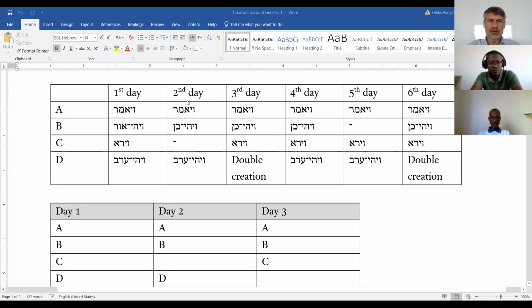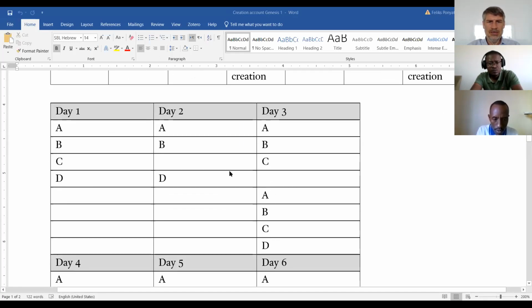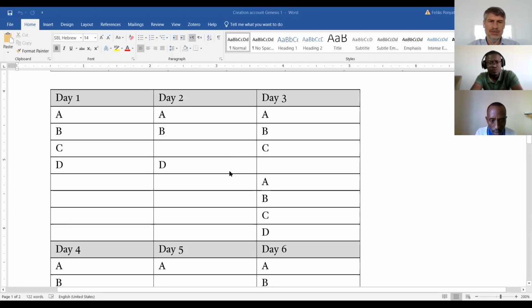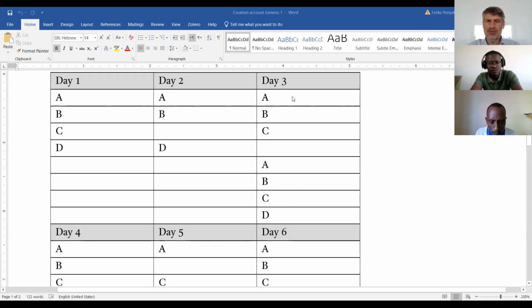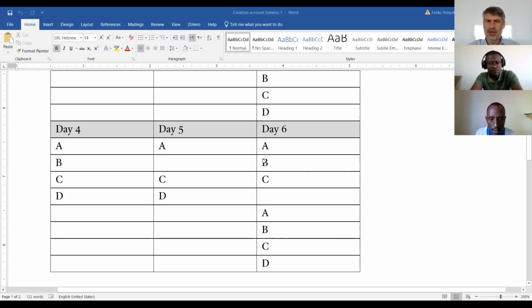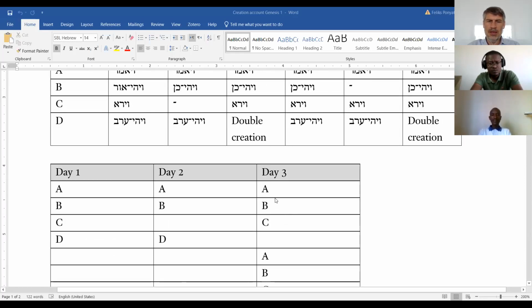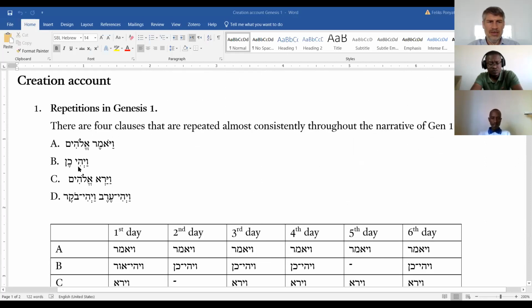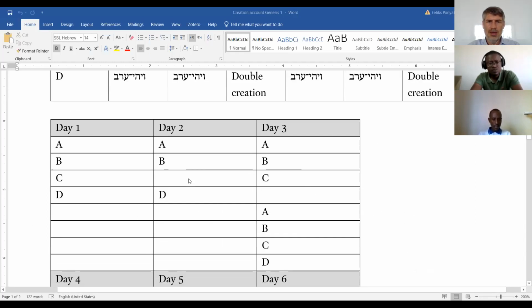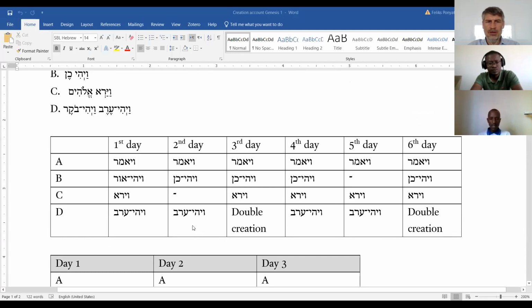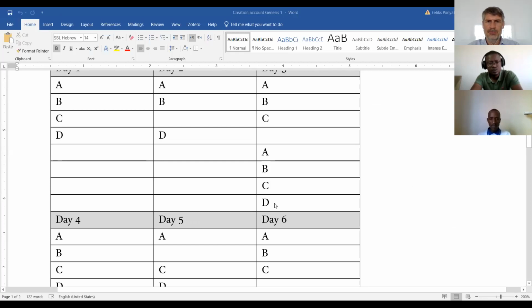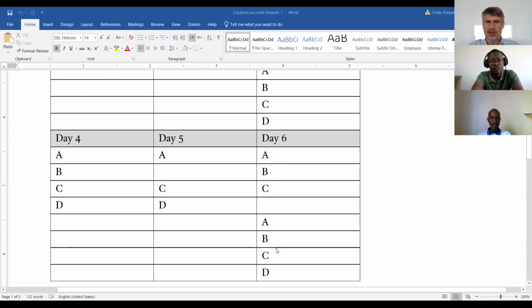So do you see, the second day is the only day when the phrase, and God saw that it was good, doesn't occur. And on the third day, it is clearly seen on this scheme that we have a kind of double creation, and we have a double creation on the sixth day. So what does it mean? These phrases, Vayomer Elohim, Vayhi, and Vayare Elohim are repeated 2 times, and there is a final sentence: there was evening, there was morning, day third. And we can find the same on the sixth day.